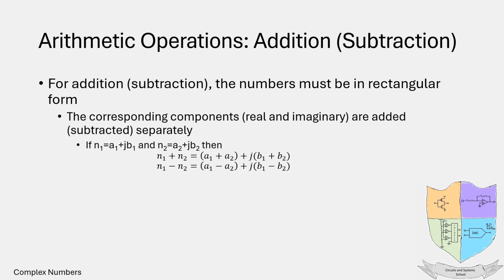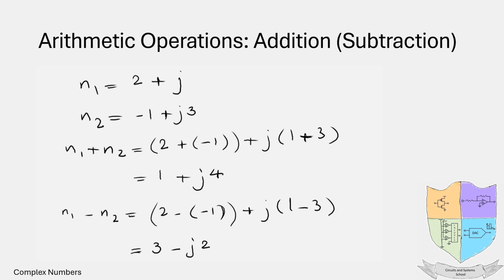For adding or subtracting complex numbers, they must be in rectangular form. For addition, the real and imaginary parts are added separately. A similar procedure applies for subtraction as well. An example for addition and subtraction of two complex numbers represented in the rectangular form has been provided here.